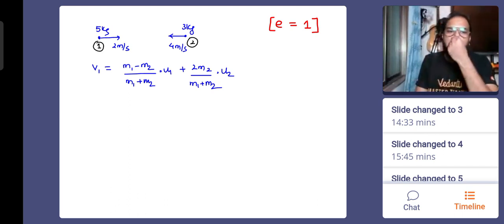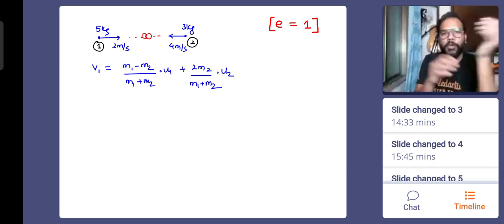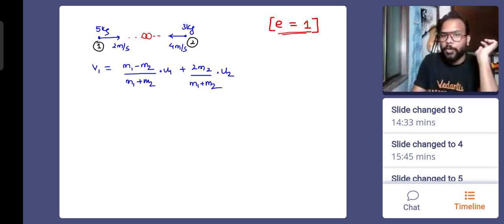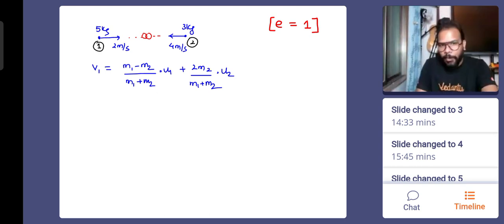Body 1, 5 kg, moving with 2 meters per second. Body 2, 3 kg, moving with 4 meters per second. They eventually are going to collide here. After that, what will happen to their velocities? We don't know whether they both will go to the left, both go to the right, or both stop. But they will definitely separate out. They will not stick to each other, because the collision is perfectly elastic. So the formula for V1 is in front of you all.